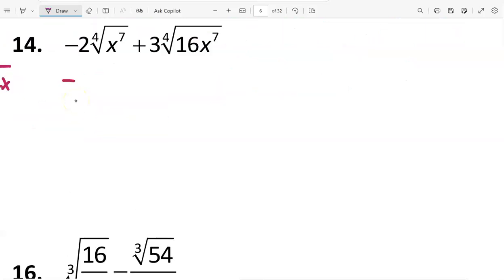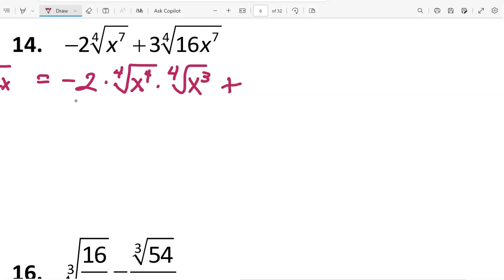In number 14, we can start by bringing down the 2 coefficient, and there is a perfect fourth power in x to the 7th, that's x to the 4th, and we have a leftover factor of x cubed. Let's continue simplifying that term. That will give us negative 2x times the 4th root of x cubed.